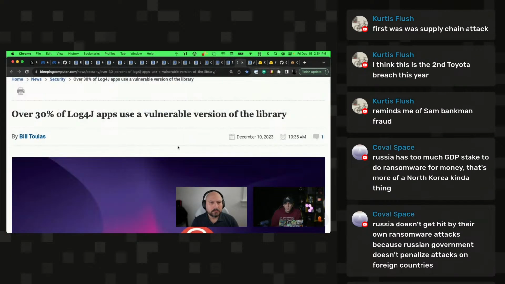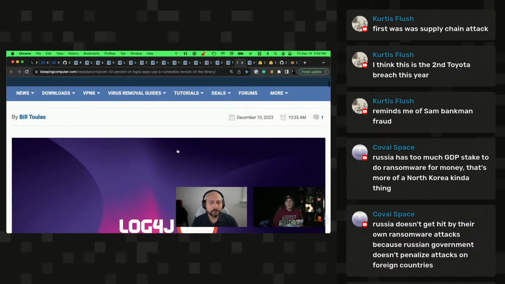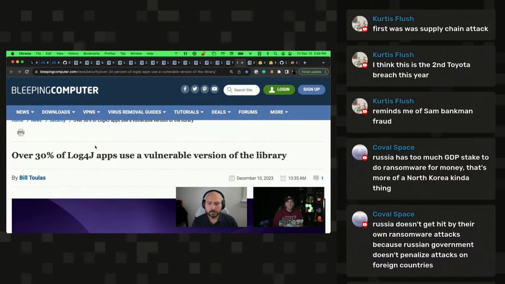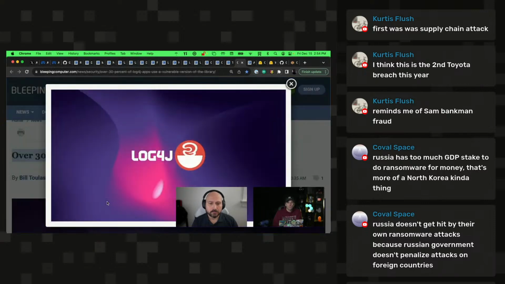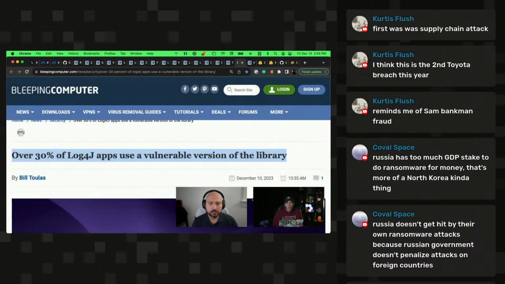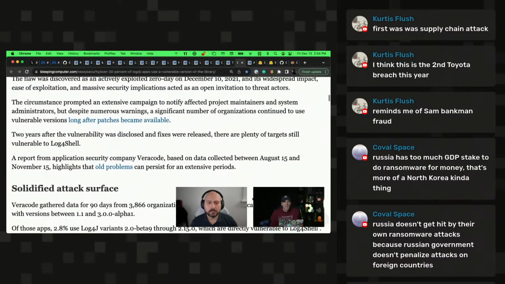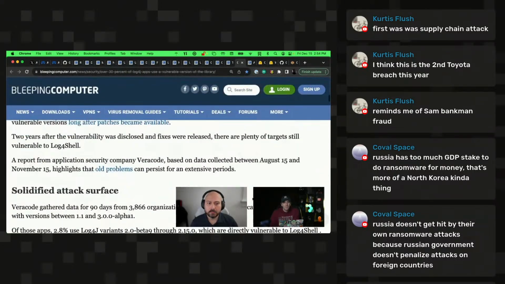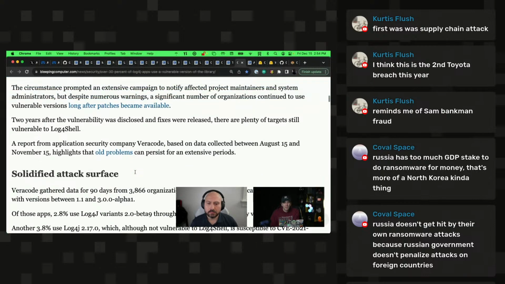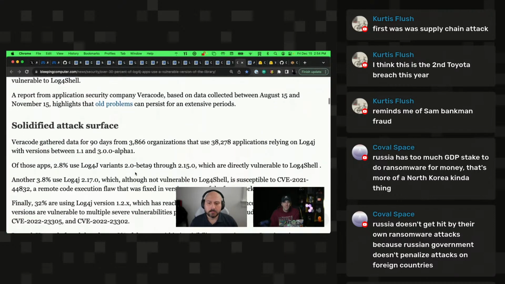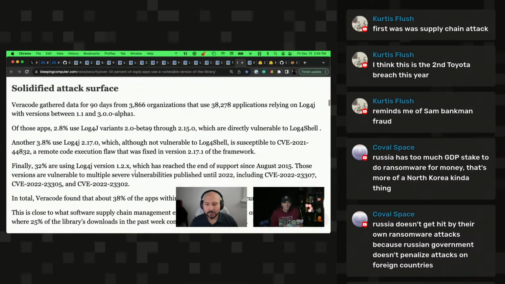This is a little depressing. So I initially read this wrong. I thought that 30% of Log4j apps were still vulnerable to Log4Shell. That is not totally true. Reading through this, it turns out that like 3% of apps using Log4j are vulnerable to Log4Shell. So that's not as bad.